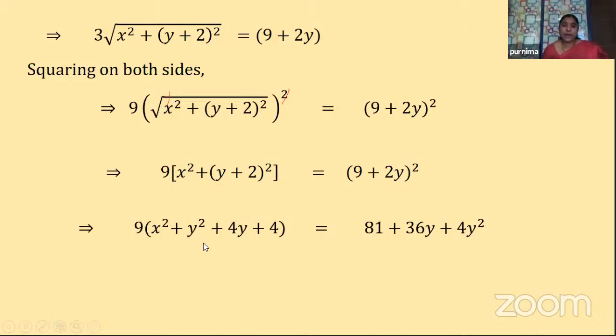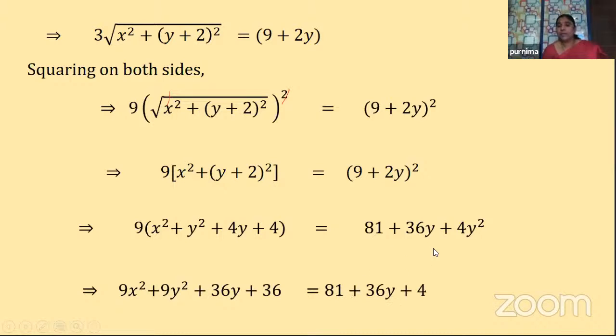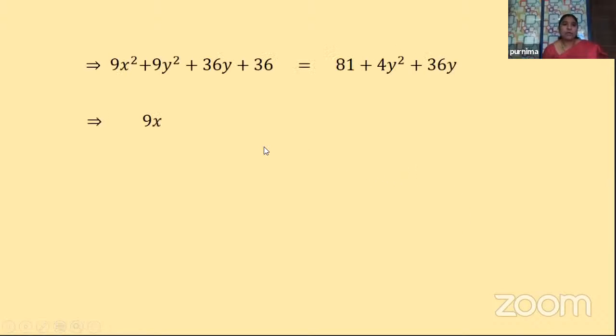Now here let us expand this bracket. That is 9x square plus 9y square plus 36y plus 36 is equal to 81 plus 36y plus 4y square. Now here, 9x square plus 9y square plus 36 minus 81 minus 4y square is equal to 0. Then where have this 36y and 36y gone? Yes, you are right. They are cancelled because they are lying on either side. If you bring them to one side, one is positive and the other is negative, so they will be cancelled.